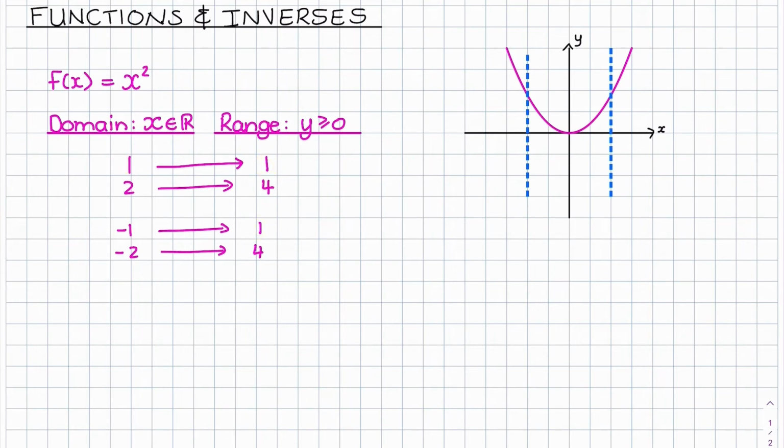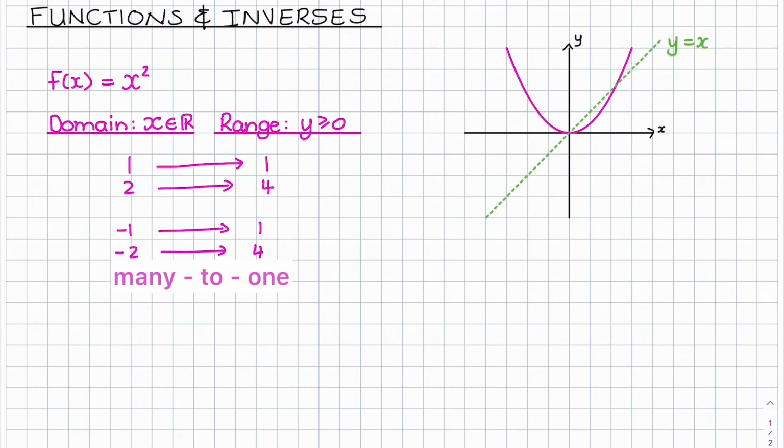This still fits the definition of a function because for every x value, we get only one answer for that particular x value. A different x value could yield the same answer, but because it's a different x value, it still fits the definition of a function. And we call these types of functions many-to-one functions.